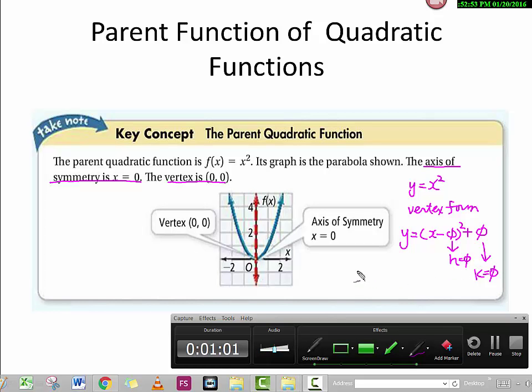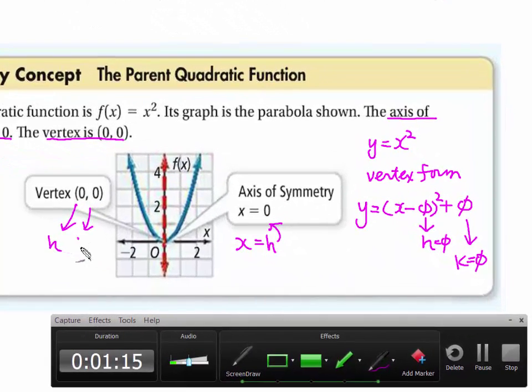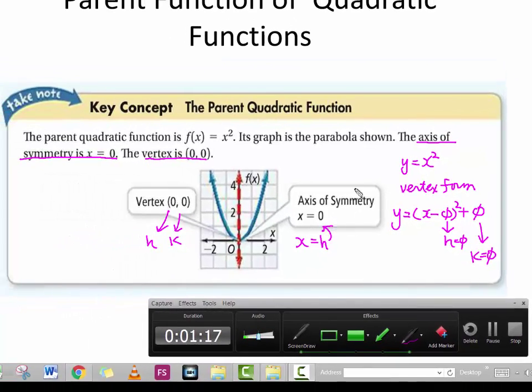And that's why the axis of symmetry is where x equals h, but this time h equals 0. And the vertex is h and k, which is 0 and 0. Remember, the vertex is h and k. That's why for the parent function, the axis of symmetry is x equals 0 and the vertex is 0, 0. And by the way, if you don't know the expression f of x, you may want to just replace f of x, it basically means y.